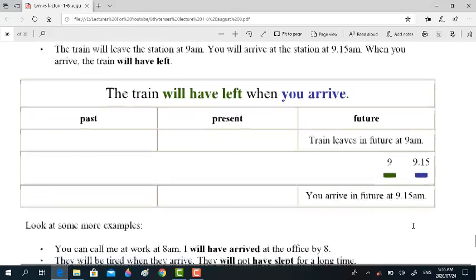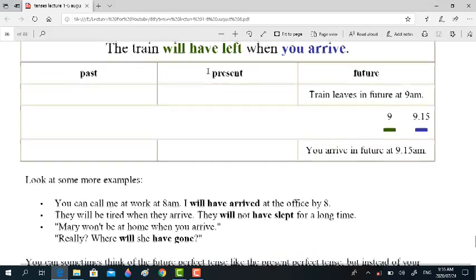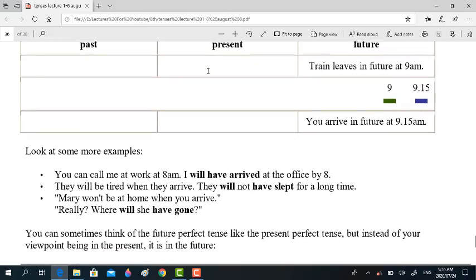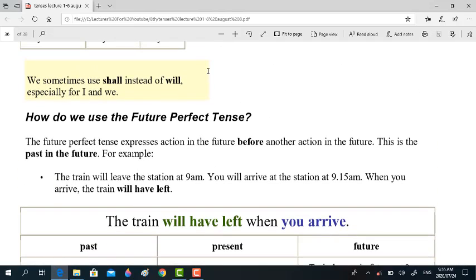This talks about the perfect, a completed action in the future. So it is the past in the future, right? The train will have left, right? Or in simpler words, you can say that the future perfect tense shows completion of an action at a certain point in the future. That is simple.